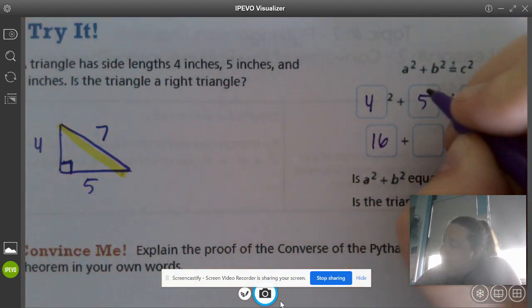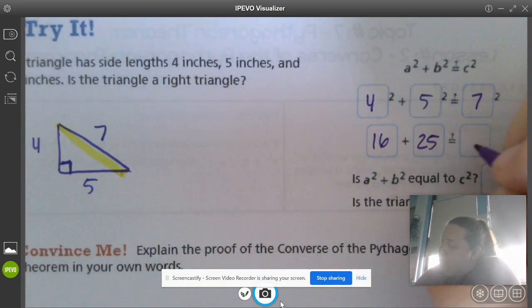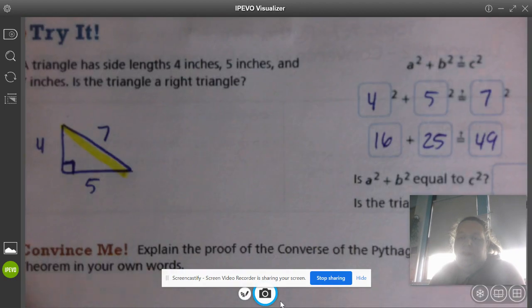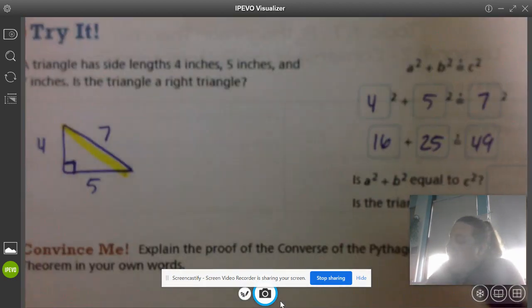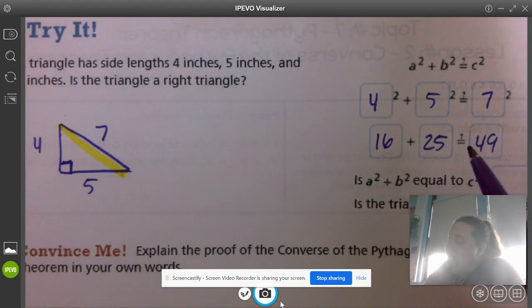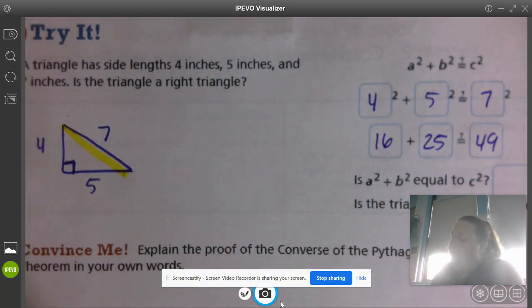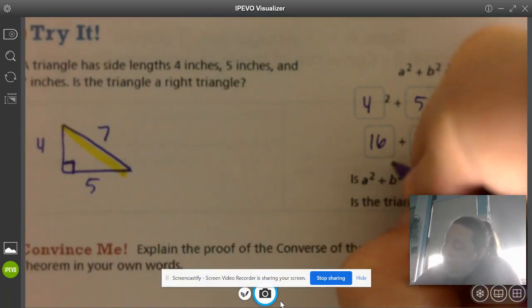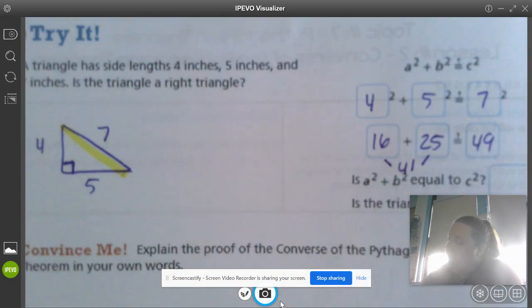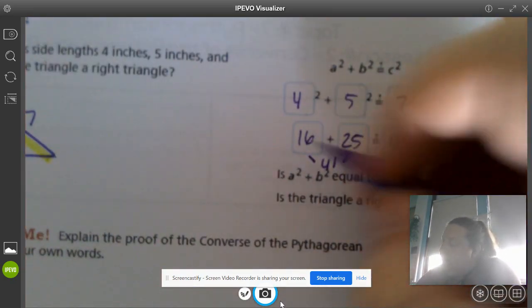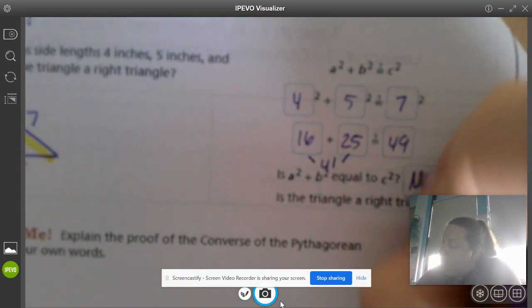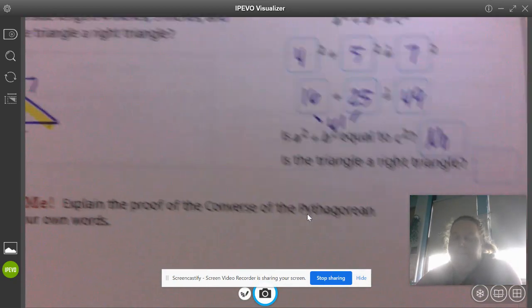So 4 squared is 16, 5 squared is 25, and 7 squared is 49. So now I need to check, is 16 plus 25 equal to 49? And the answer to that is no, because this equals 41. So does a squared plus b squared equal c squared? No. Then what does that mean?